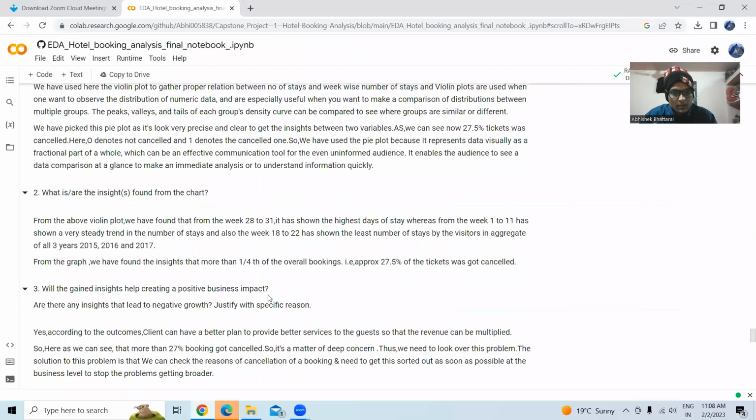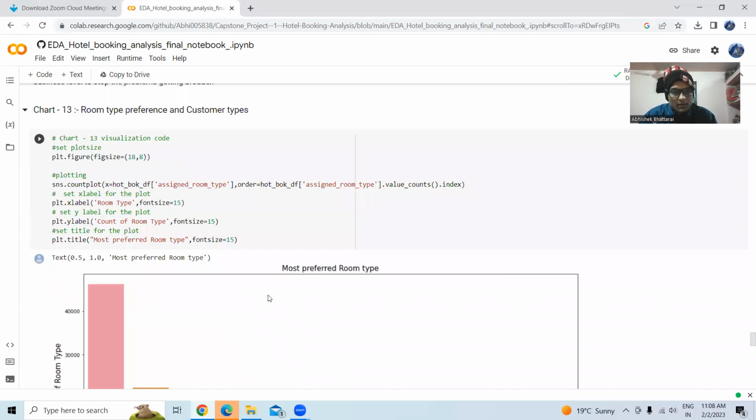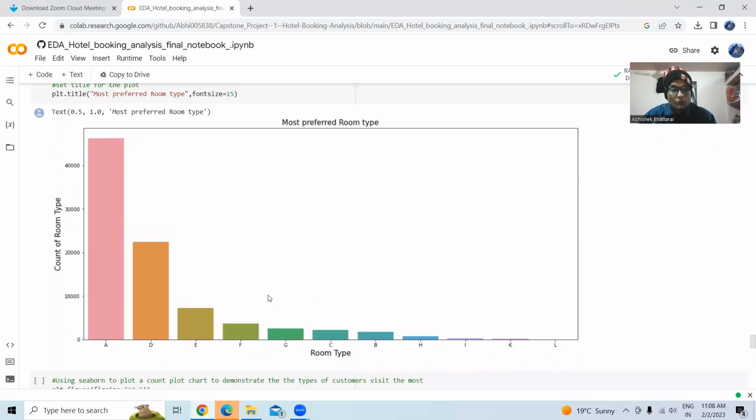If you move down, there is room type preference and customer type. Here we can see from the graph that the most preferred room type is A. This might be because this room has good facilities or some other reason, so the hotel needs to work on why other rooms are less preferred. What can they do to increase the preference of the other rooms? Overall, the hotel benefits whichever room is booked, but it would be good if all rooms were equally preferred. From this conclusion, we can say that room type A is highly preferred.